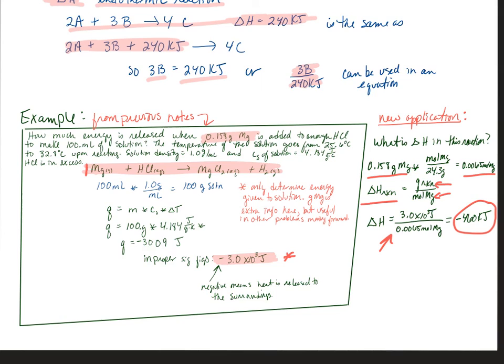So if you're having difficulty with, is that negative, is that positive? Remember, heat was released in this case. We've got a negative value here, so I should have written that in right there. And that's where this negative delta H comes in. It's an exothermic reaction. We know because it heated things up.